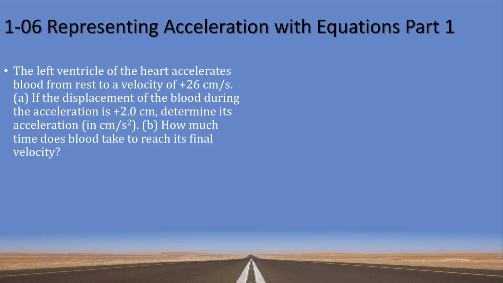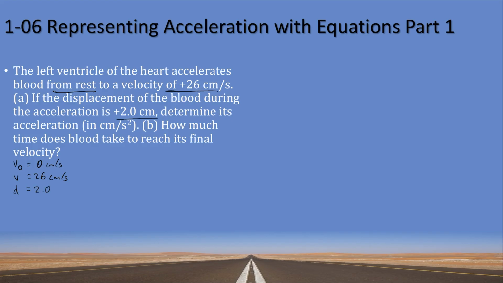The left ventricle of the heart accelerates blood from rest to a velocity of 26 centimeters per second. A, if the displacement of the blood during the acceleration is 2 centimeters, determine its acceleration in centimeters per second squared. So we're going to leave everything in centimeters here. We're starting from rest, so that tells us the initial velocity is 0. And we're going to that velocity, so that would be our final velocity, 26 centimeters per second. We're told the displacement is 2.